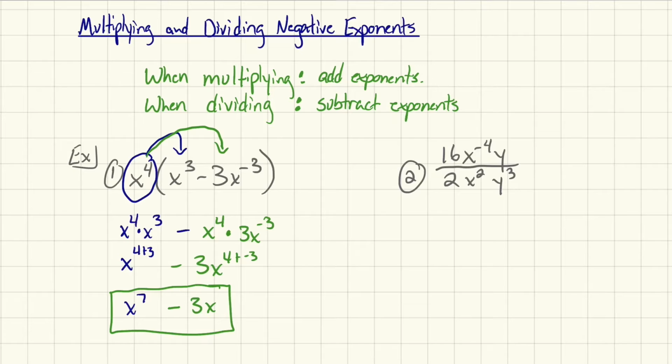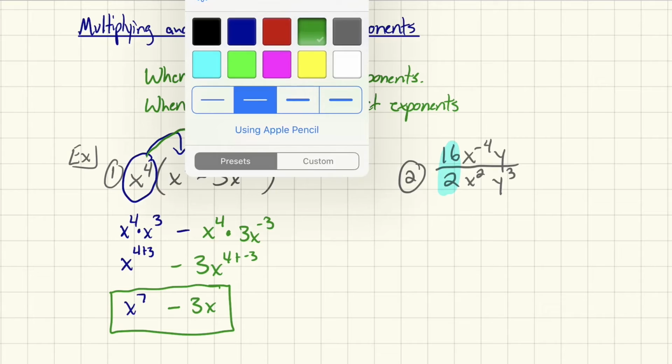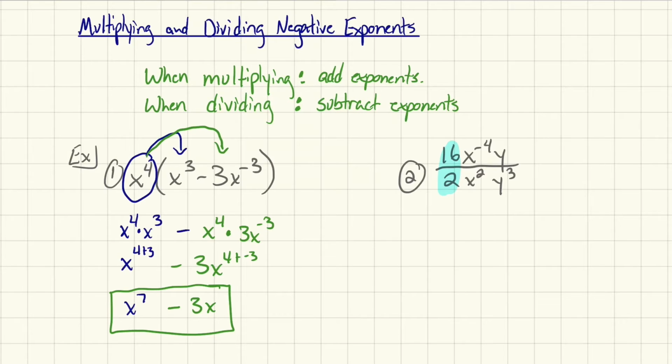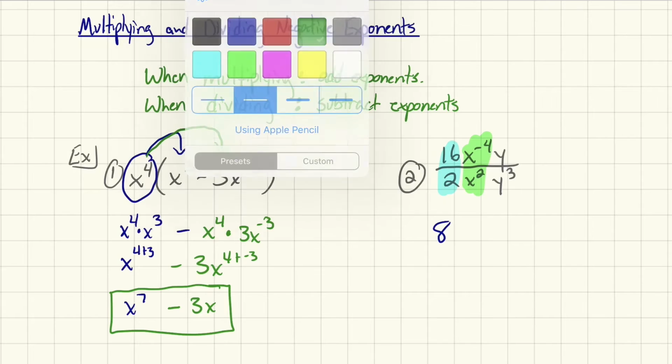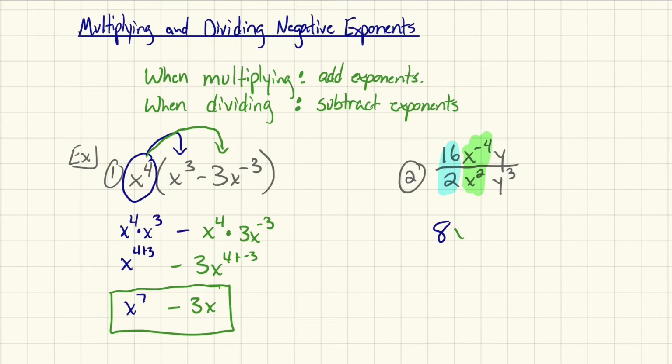Whenever I do these problems, I really like to break it down. First, I take a look at whatever my coefficients are and those numbers out in front, and I say, well, what's 16 divided by 2? Well, 16 divided by 2 is 8. Then from there, we move on to the green, or to our x's that I'm highlighting in green, and in that, we have x to the fourth over x squared. That's going to give me x to the 4 minus 2. Again, we're subtracting exponents here.